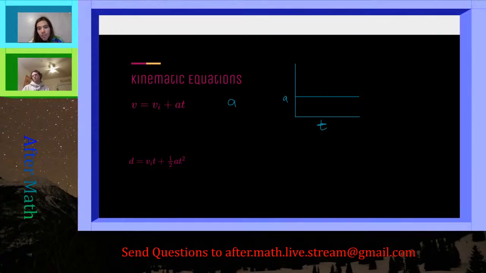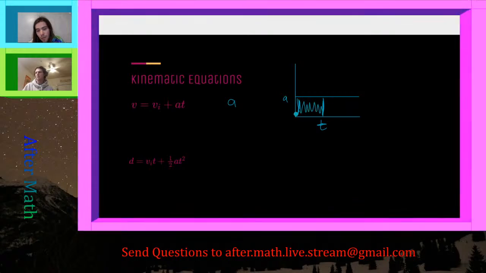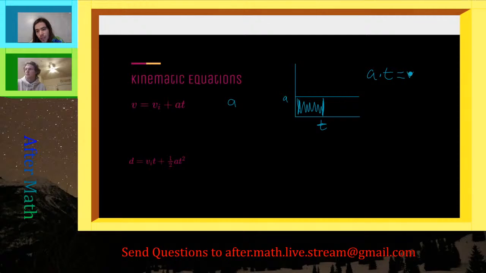And the integral is just finding the area. If we didn't have this bounded, let's just say we wanted to find the velocity at this point here on the graph. That would be the area right here. So according to that, we could just do a times t equals v.